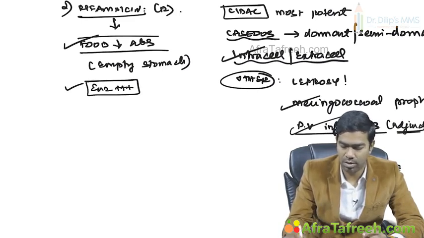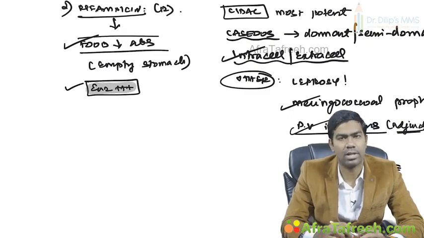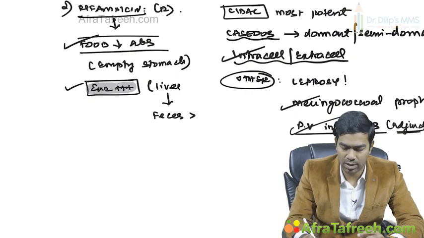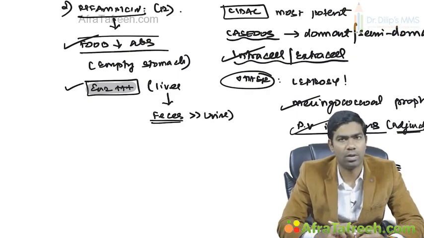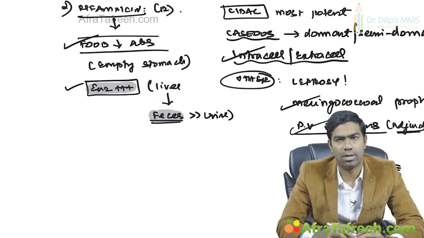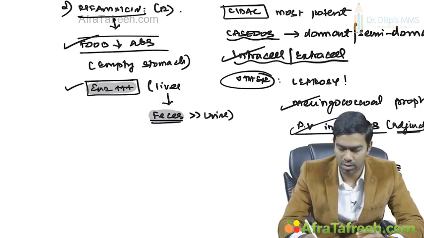Very, very important. It's a significant cytochrome enzyme inducer, which means it's typically metabolized in the liver only and is eliminated in the feces more than the urine. Even though some of the metabolites are eliminated in the urine also, predominantly it's eliminated in the feces only. Clear? Its metabolism is through the liver, obviously.